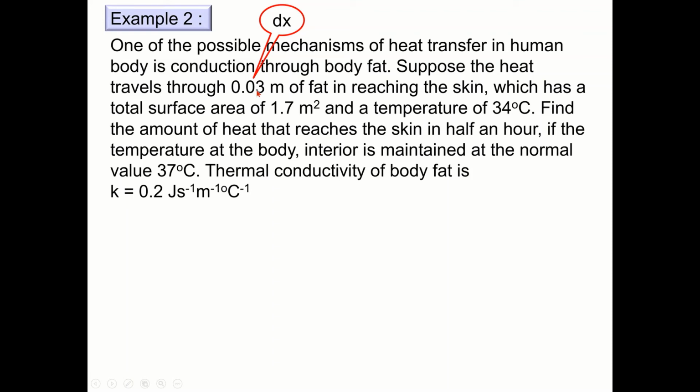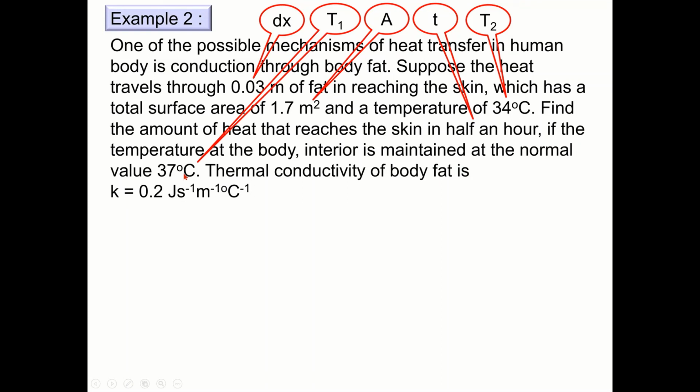So dx is given 0.03, area is 1.7 meters squared, temperature 34 degrees Celsius, this is T2, time taken is half an hour, and this is T1, 37 degrees Celsius. So remember that the heat flows from hot to cold. So hot will be T1 and cold will be T2. And this is the K value.